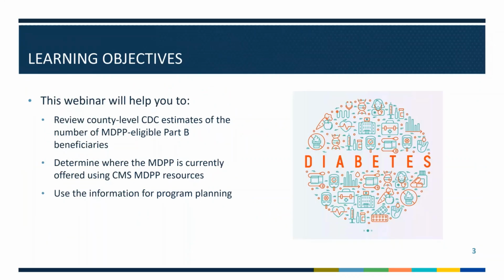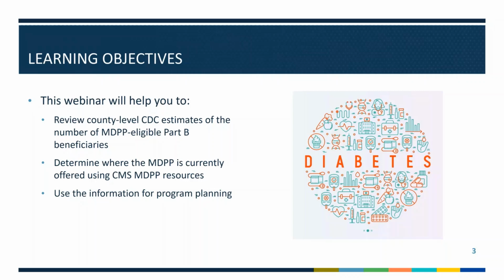For the next 60 minutes, we will share information to help you understand how to use county-level data and information on where the Medicare Diabetes Prevention Program is currently offered, so that you have the potential to increase access to the MDPP, target eligible Part B beneficiaries to enroll in the program, and plan new locations for the MDPP.